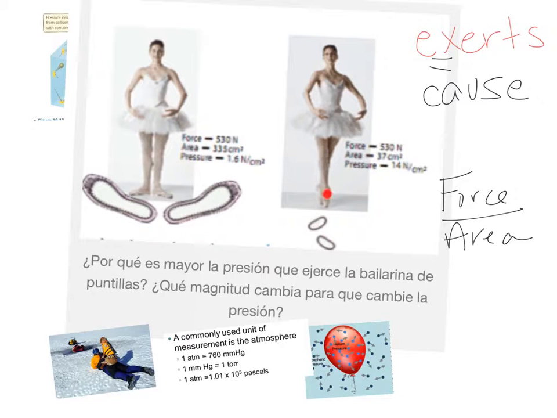Now when she goes up on the tippy tops of her toes, the area that she's putting that force on is much less, and pressure is force over area. So when she's up on her tippy toes, she still has the same force. She still weighs 530 newtons, but the area of the points of her toes is much less. So the pressure on those toes is much greater. It's 14 newtons per centimeter squared, which is much bigger than when she stood on her flat feet. So this just illustrates that pressure is defined as force over area.